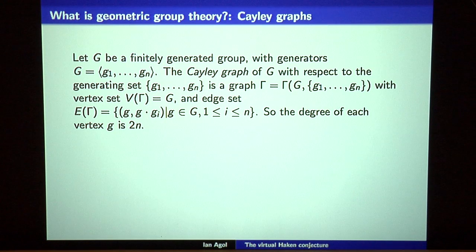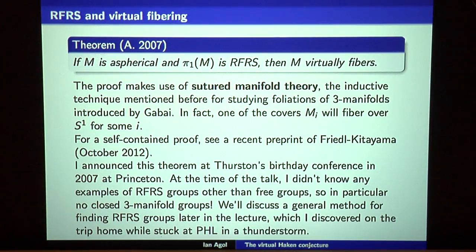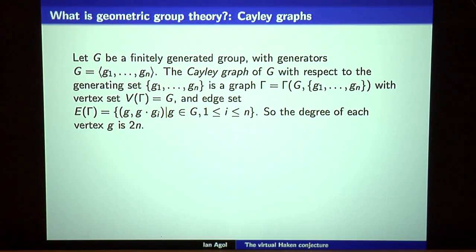So, okay, now I'm on to the next topic. I've talked about these three manifold group properties. Again, this is a highly selective set of properties that I'm discussing, which are not at all a survey of all the properties of three manifolds that you could consider. So now I want to go on to geometric group theory.